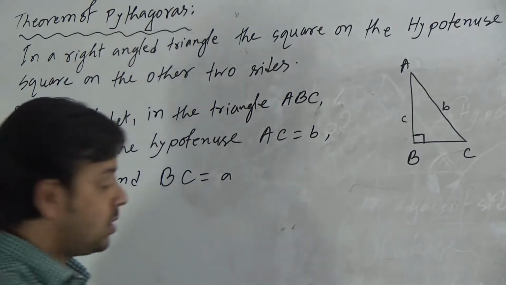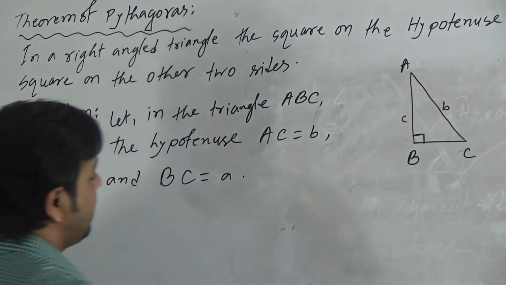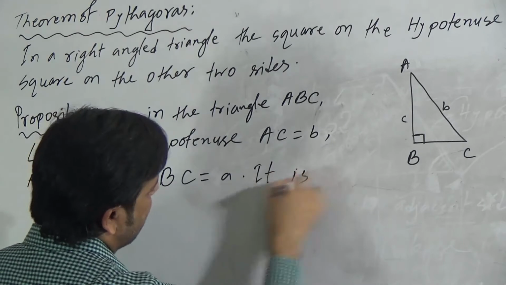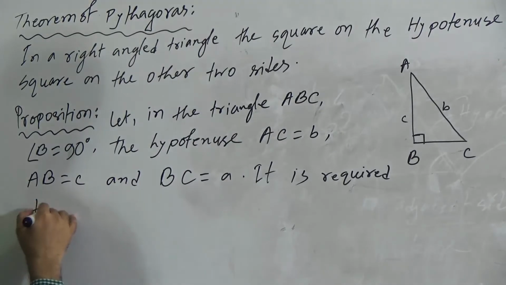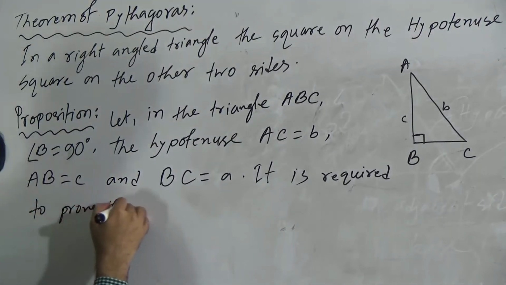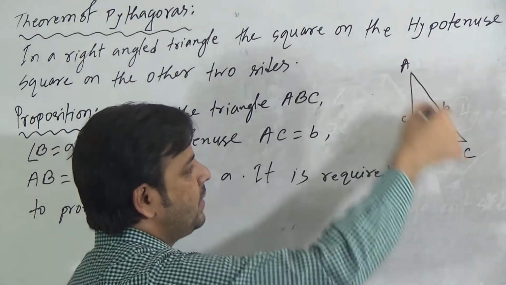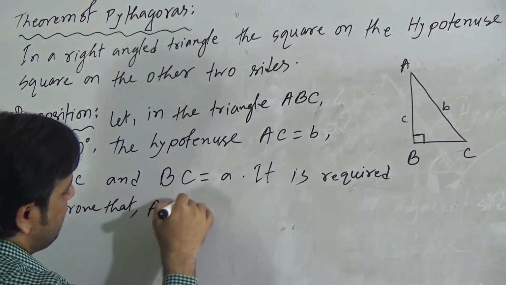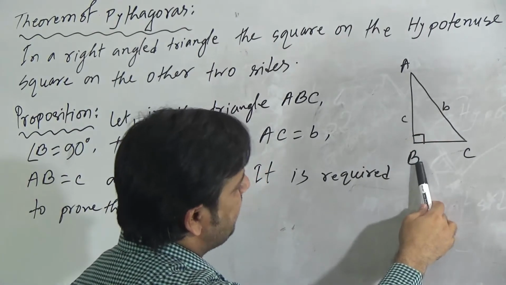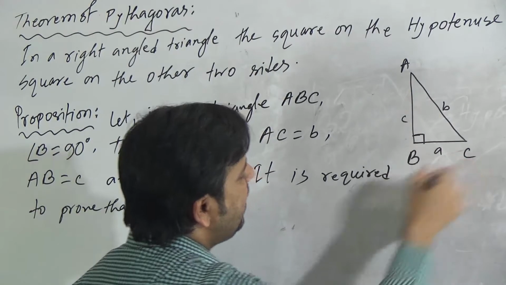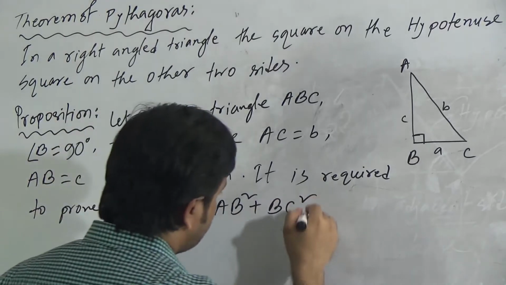Now, what do we need to prove? We need to prove the theorem of Pythagoras. So, we can write here, it is required to prove that the area of the square drawn on hypotenuse, that is AC square, is equal to the sum of the area of the square drawn on other two sides. Here other two sides are AB and BC. So, this will be AB square plus BC square. We need to prove this.